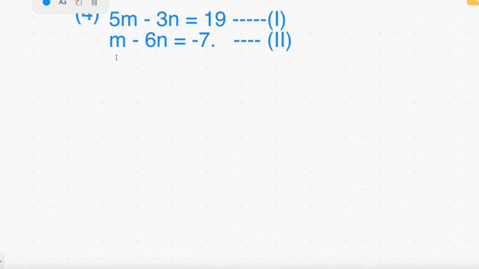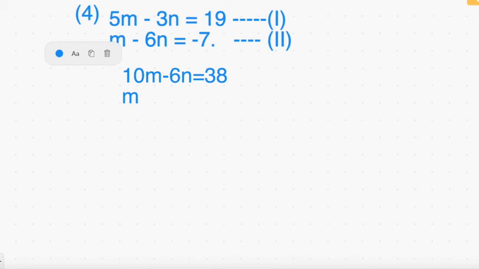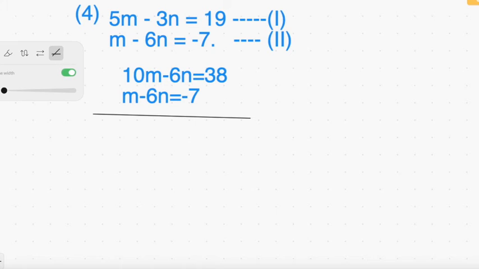So I'll do a multiplication, correct. If I multiply equation 1 by 2, I'll get 10m minus 6n is equal to 19 into 2, which is 38, right. And here I have m minus 6n is equal to minus 7, correct. So I will again do a minus operation, so it will become a plus, and this minus minus again becomes a plus, correct.